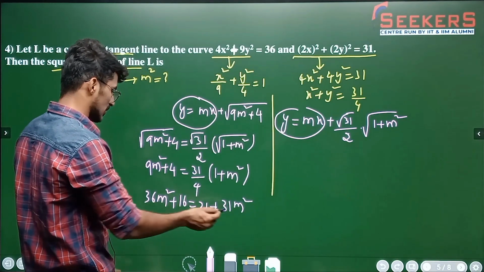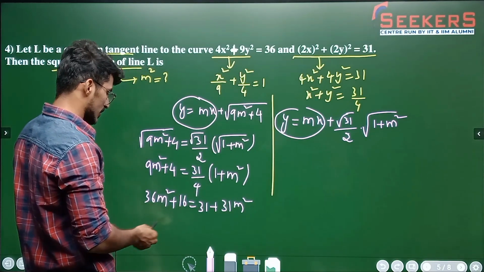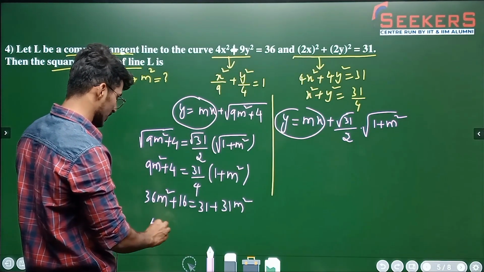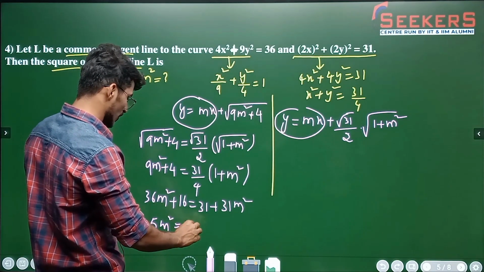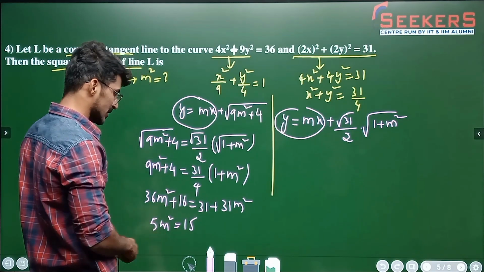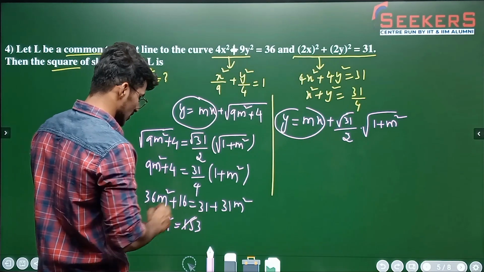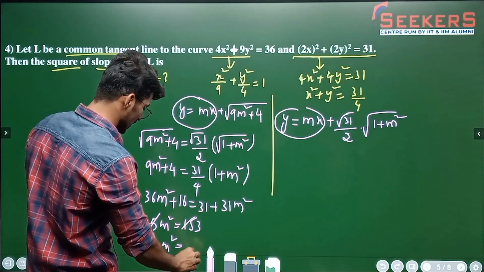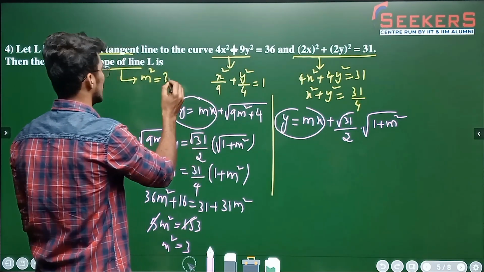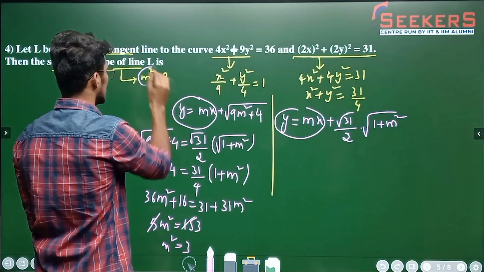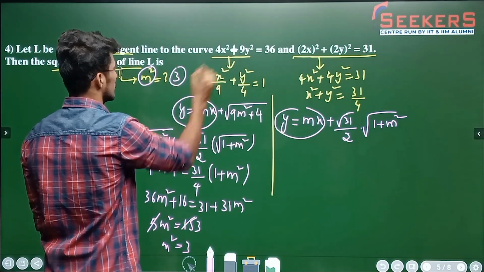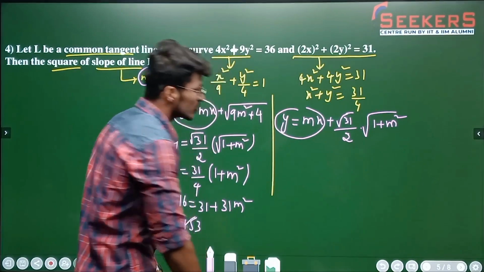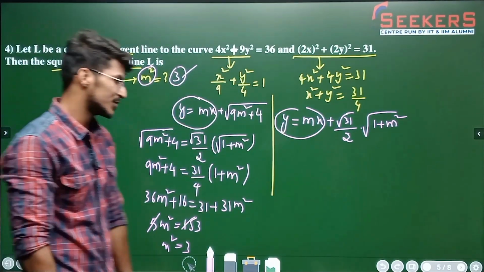Now 31 m square, shifting this side, so I am going to get 5 m square. So 5 m square is equal to what? 15. So 31 minus 16 is 15, right? So 5 1s, 5 3s. So m square value is what now? M square is going to be 3. So he is asking for m square, which is 3 here. Alright, so this is how we just make these sort of questions.